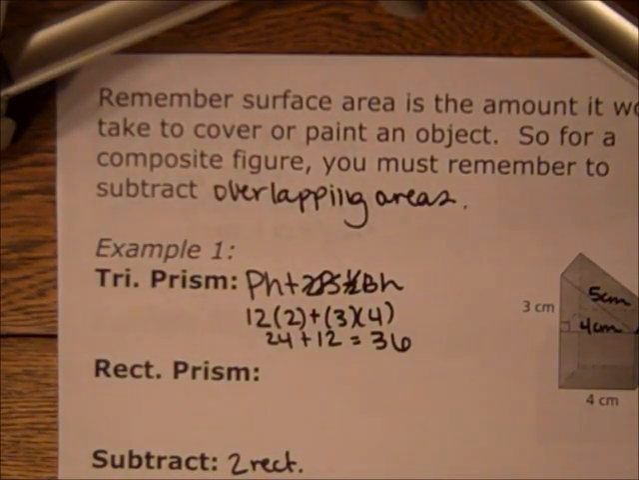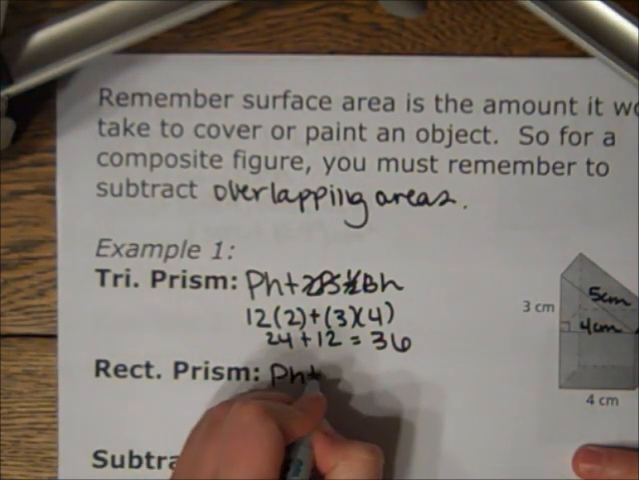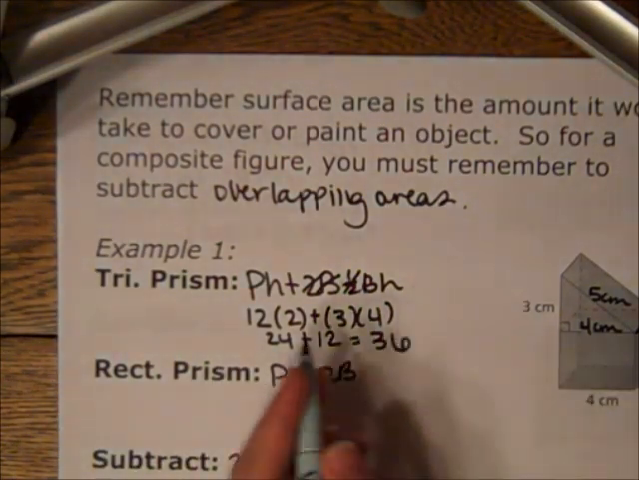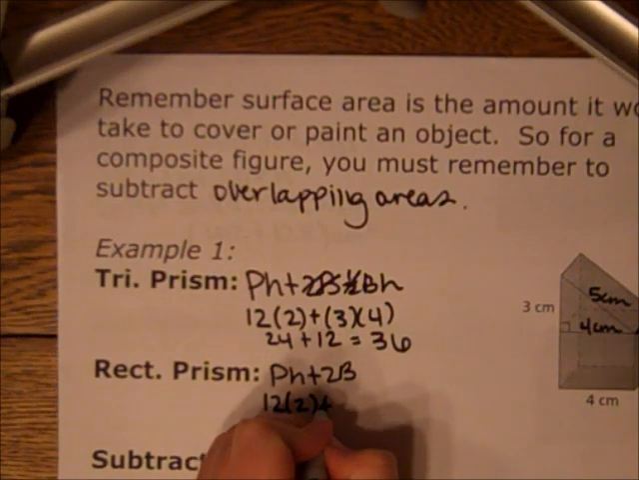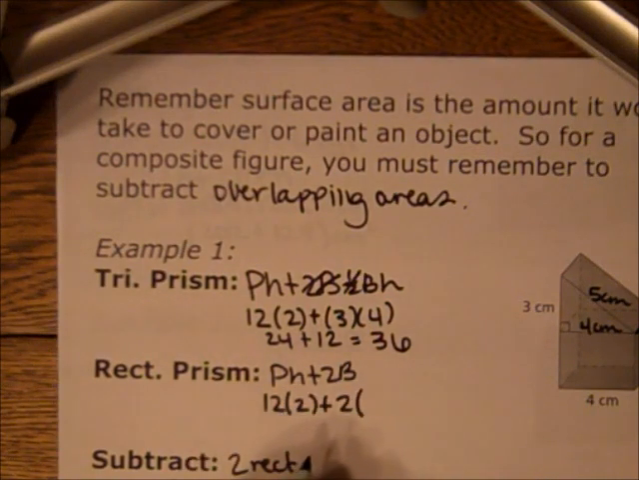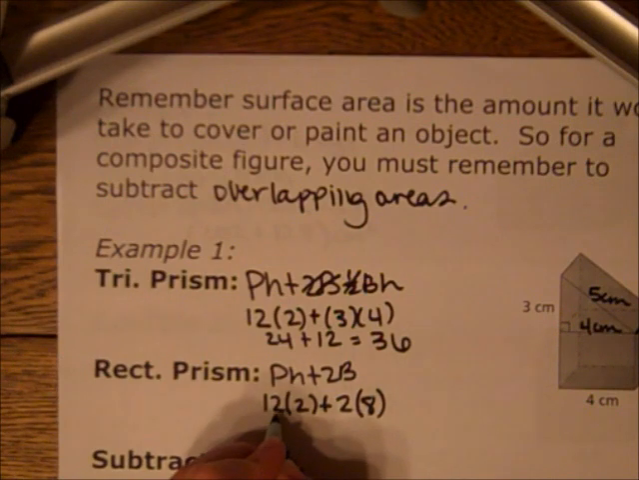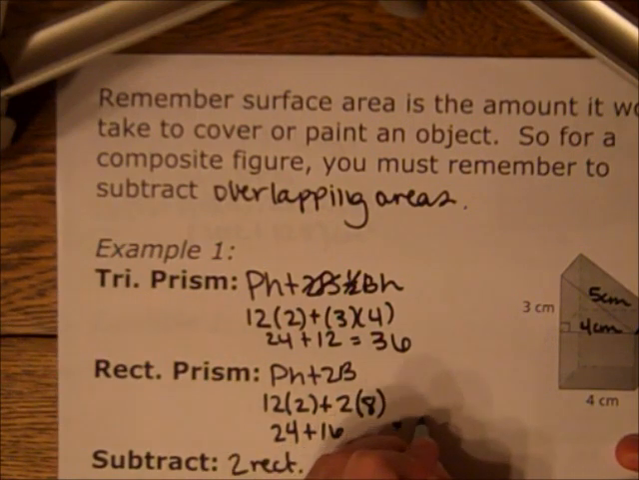Then we're going to do the rectangular prism. So we have, again, PH plus 2B. So what is this? 8, 9, 10, 11, 12 for the perimeter. The height is 2. Plus 2 times the area of the base, which is 8. So we have 24 plus 16. So what is that, 40?